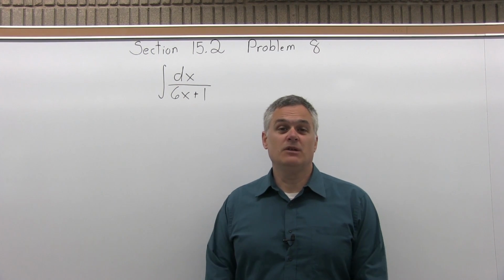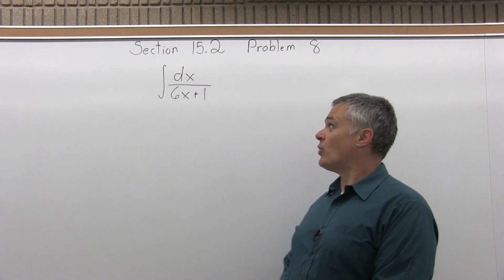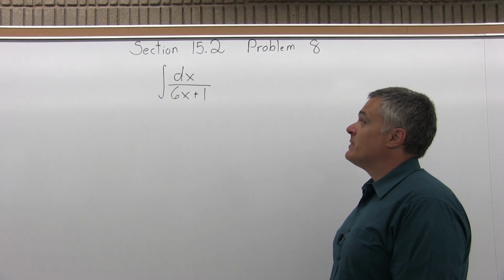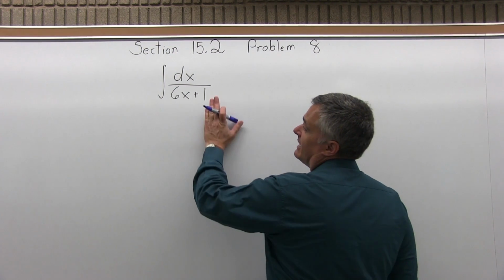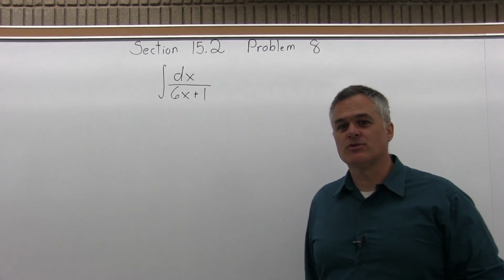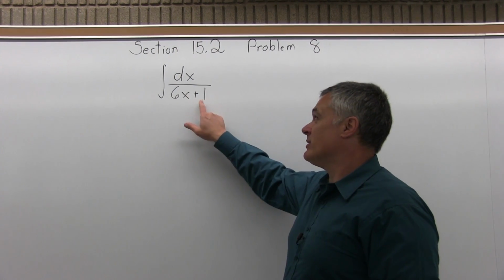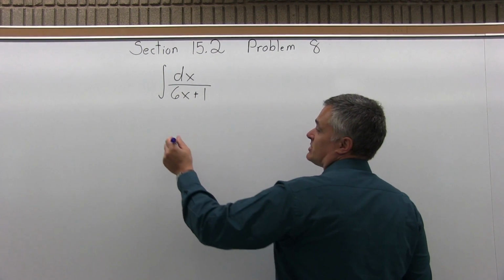This is Section 15.2, question number 8. We want to solve the integral of dx over 6x plus 1. So this is very similar to the previous problem, number 7. If it was just dx over 6x, I could deal with that without using the substitution method. The plus 1 with the 6x in the denominator does change it. So I have to make a substitution.